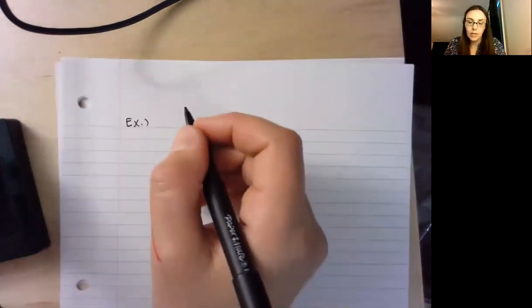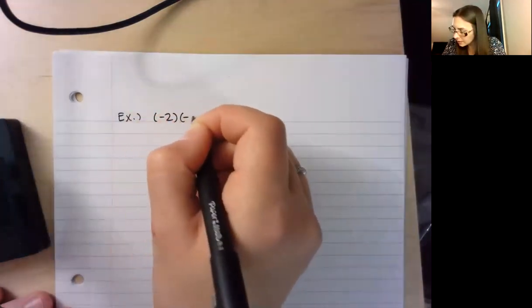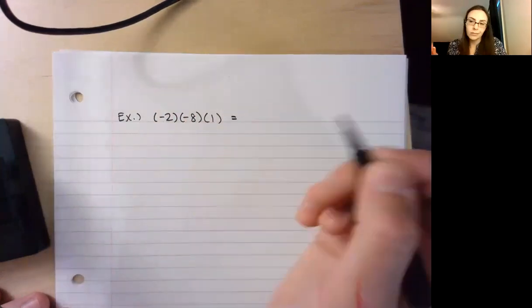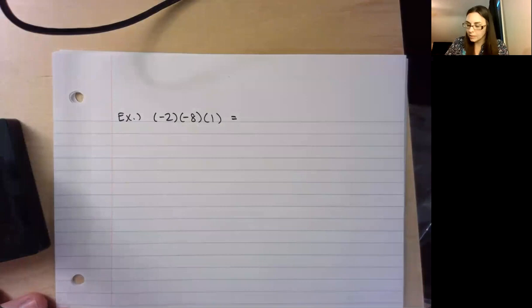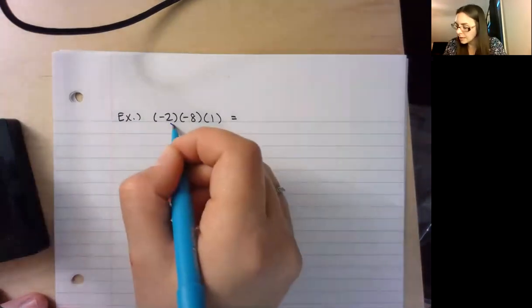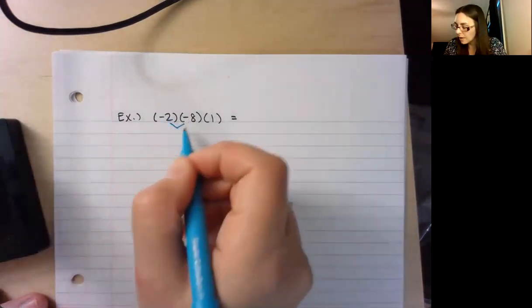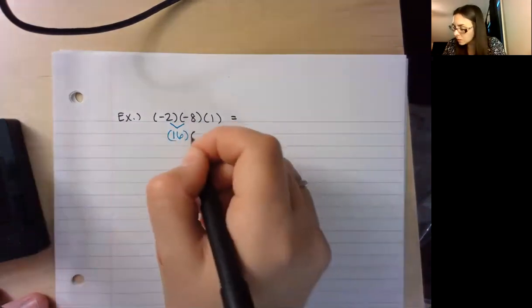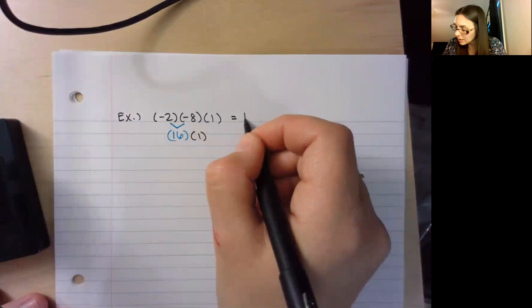Now, if you want to multiply more than just two numbers, then you're just going to take it two at a time. Okay? So let's say I have -2 times -8 times +1. Then you just take it piece by piece. So for instance, -2 times -8, those two negatives would cancel to give me +16. And then I have +16 times 1, which is just 16.